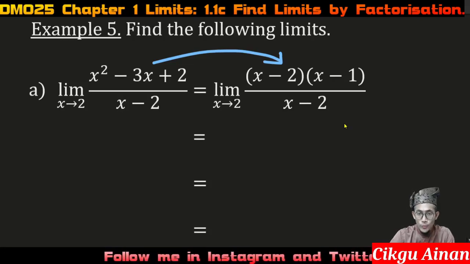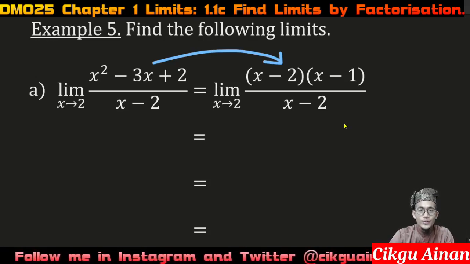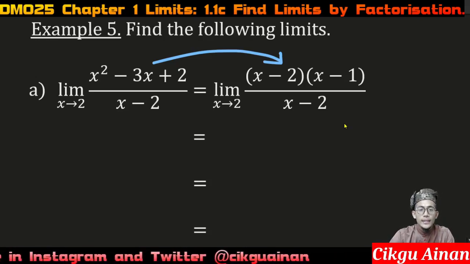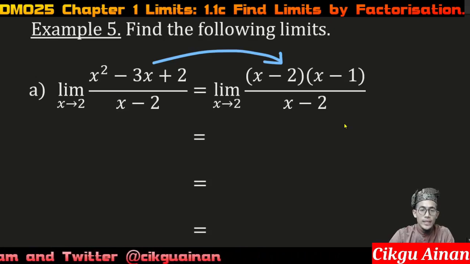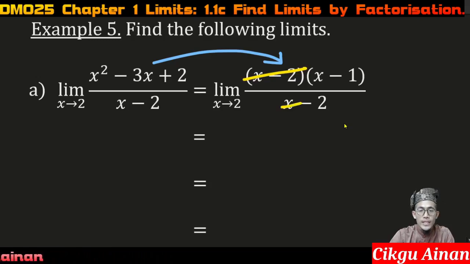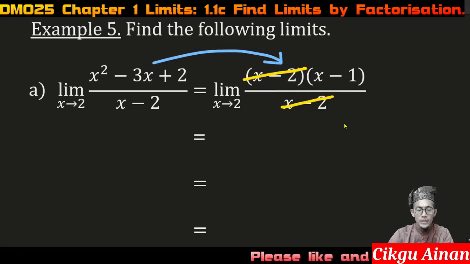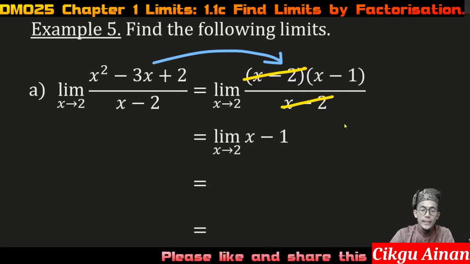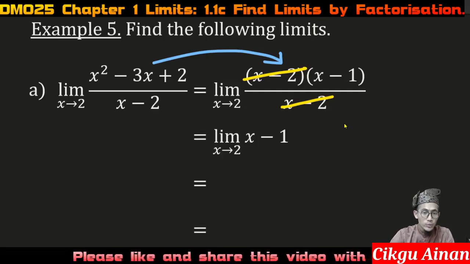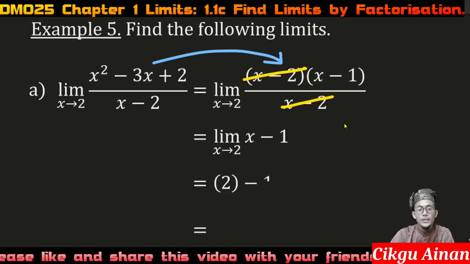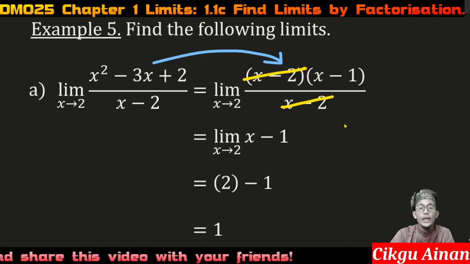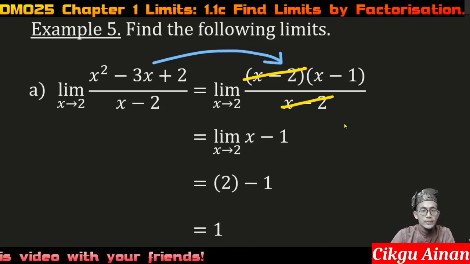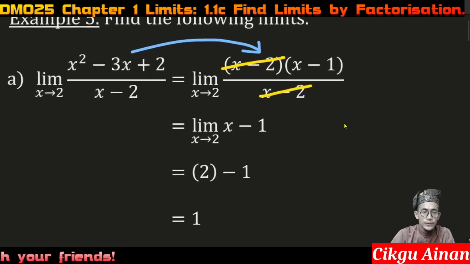So from here we can see, after we factorize, we can cancel something out. As we can see over here, we have x minus 2 and x minus 2 cancel each other. Actually not cancel, we divide them, and they equal 1. Then next, for x minus 1, we apply the limit. What we do is substitute, and then we get the value of the limit. So that's the first one.